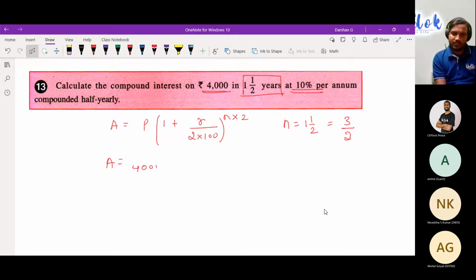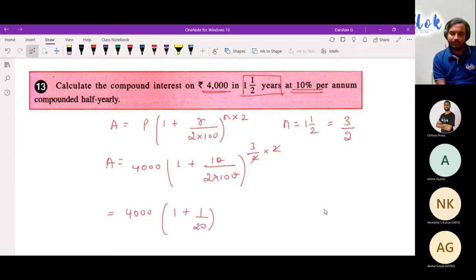So it is 4,000 into 1 plus the rate of interest, 10% divided by 2 into 100, to the power of 3 by 2 into 2. The 2 and 2 get cancelled, and we have 4,000 into 1 plus 1 by 20. So what's the answer? Sir, the answer is 4,810.50 for the total amount. Sorry, 4,810 and 50 paise.